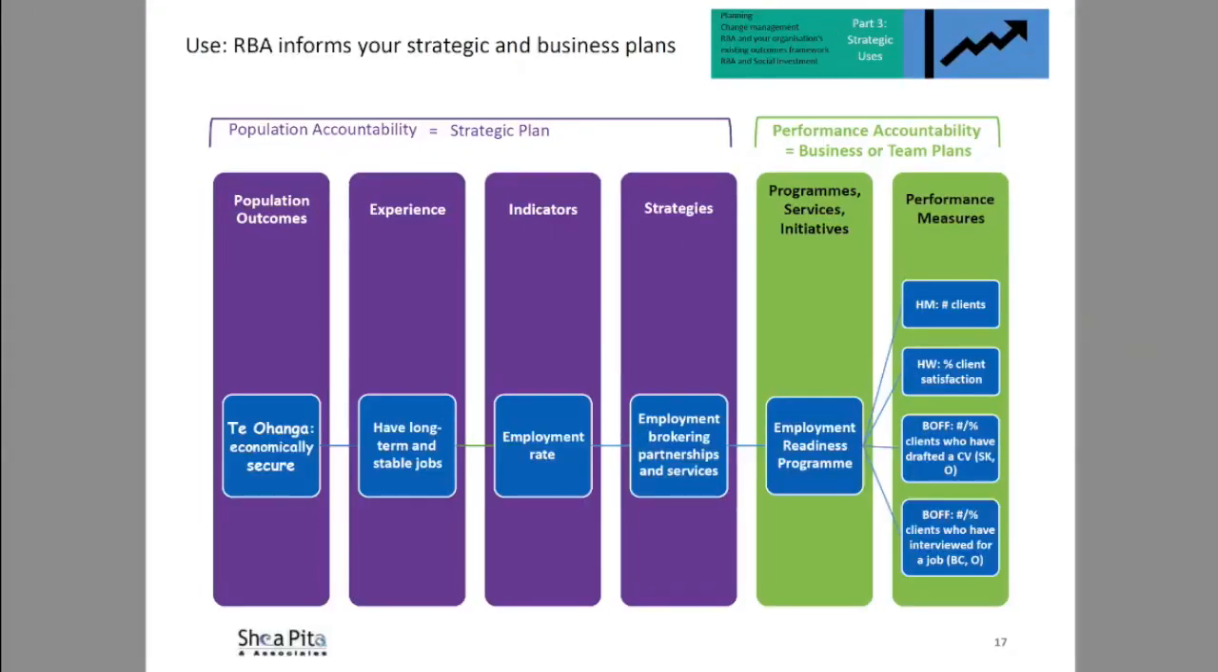And if you keep it really simple, you can see the logic flowing from left to right. So just quickly, if the population outcome, and I borrowed one from Te Rarawa, is te ohanga whānau economically secure in the Te Rarawa geographic region, the experience might be whānau have long-term and stable jobs. The indicator could be the employment rate at a geographic level, and one of the strategies might be employment brokering partnerships and services. So if we nested that in your strategic plan, then when we turned to operationally how you contributed to achieving the population outcome as an organisation, that's when you highlight the programs that are linked to the strategies that you're delivering. So here we've got an employment readiness program, and of course when we're talking about programs, services or initiatives, we use performance measures to measure success. So we have how much, how well and better off measures there as an example.